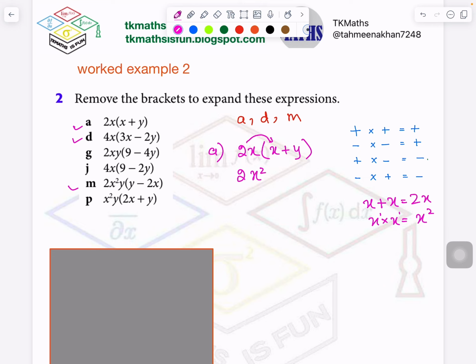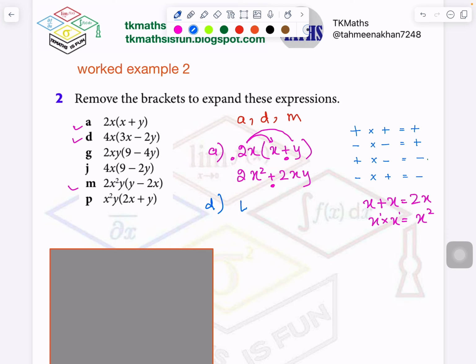So 2 ones are 2 and x multiplied by x is x square. Now this will multiply by this. No number means it is 1, so 2 ones are 2 and xy. Why did I write a plus sign here? Because this is plus and outside also it is plus, and plus multiplied by plus is plus. That you will remember. I will not tell this again and again, but you have to remember this.